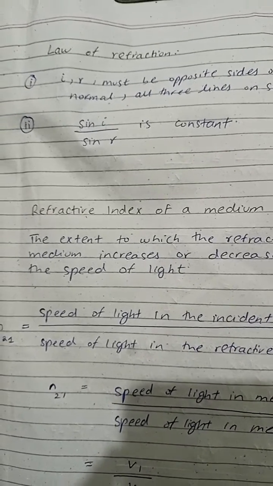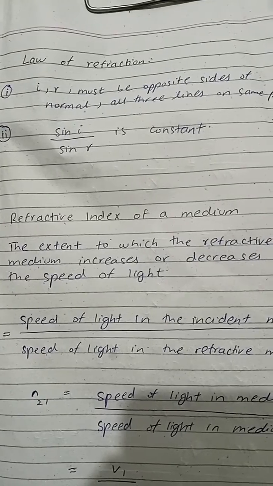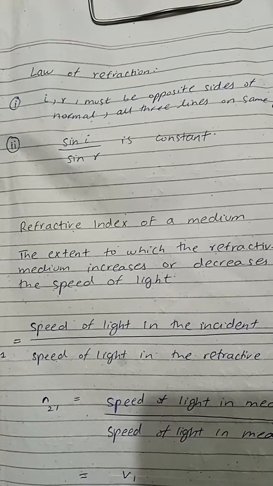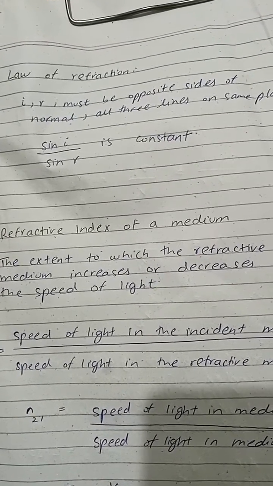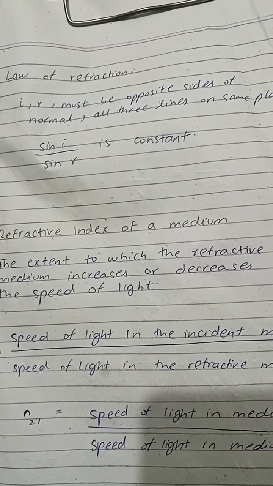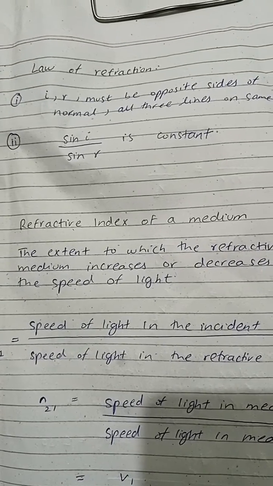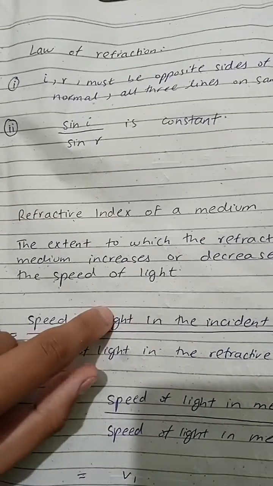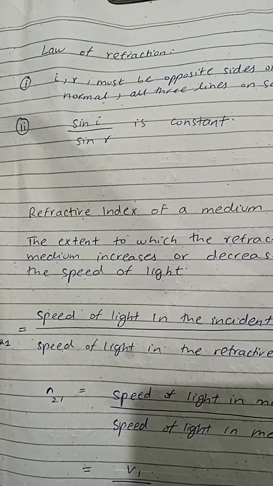So what's the refractive index of a medium? It is the extent to which a medium increases or decreases the speed of light. Why would it decrease it? If it is a denser medium, there will be more particles, and they will be aligned differently, which decreases the speed of light. And when there is a rarer medium like air, the particles are far apart, so it increases the speed of light.